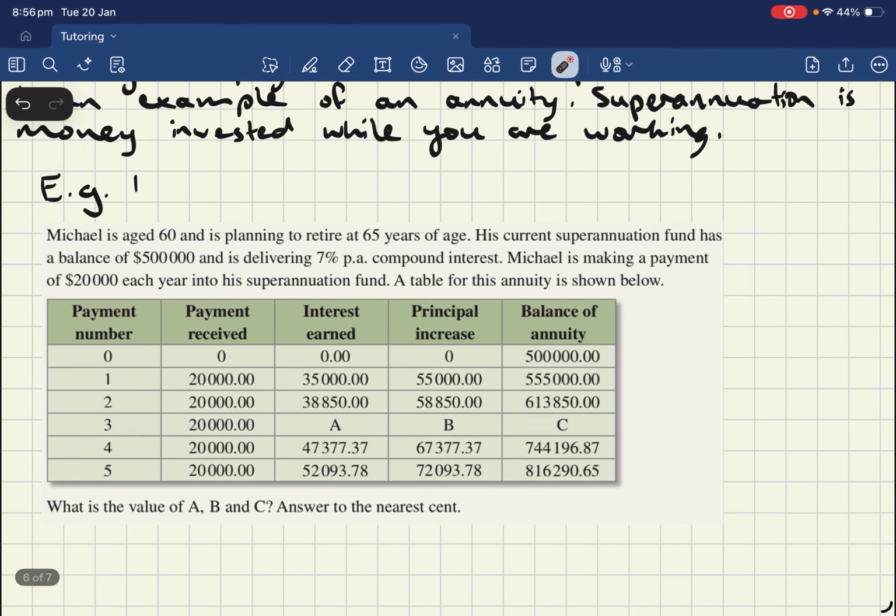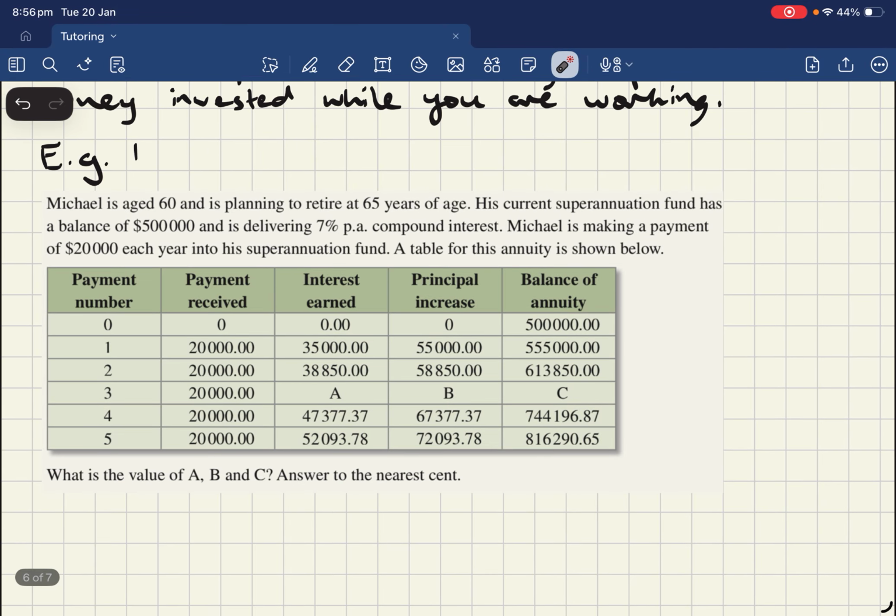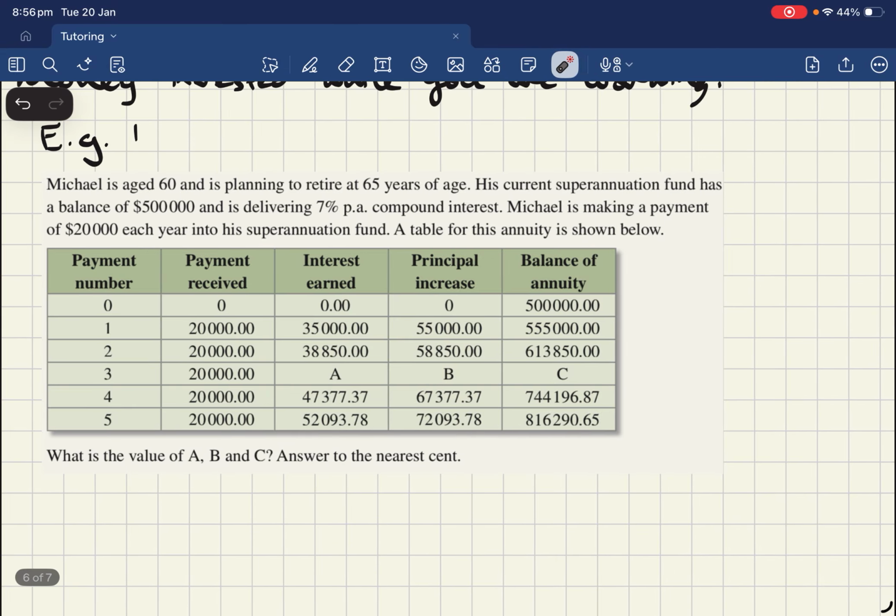Now, this example is very similar to the one in the previous video in that we are looking at one of these tables and looking at the mechanics for how this annuity basically works. But with superannuation, where it differs from the loans is that this is a type of investment. So the money is going up. Instead of the balance of the annuity going down, like with a loan, because we're trying to pay it off, here the balance of the annuity, with each payment received, goes up instead of down.